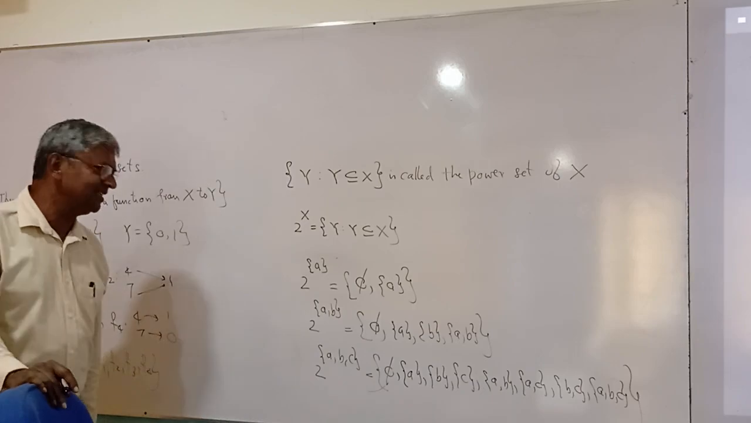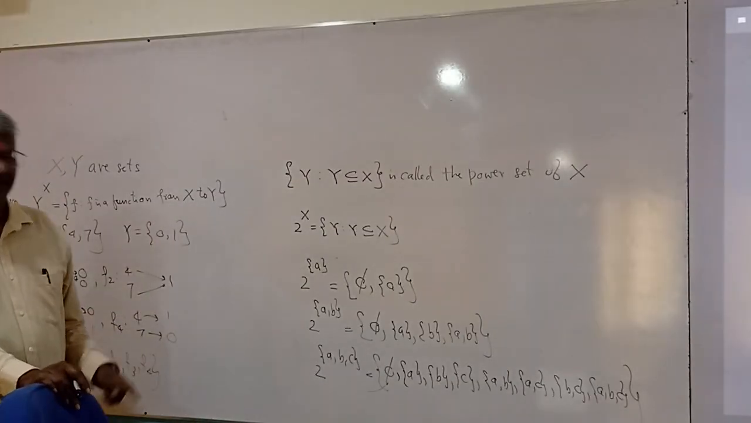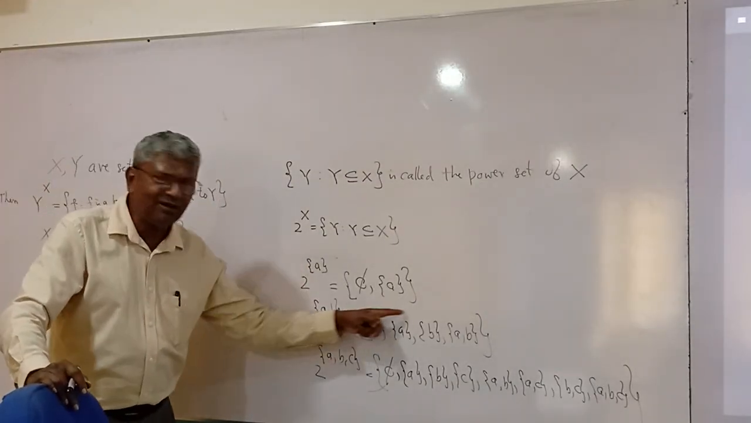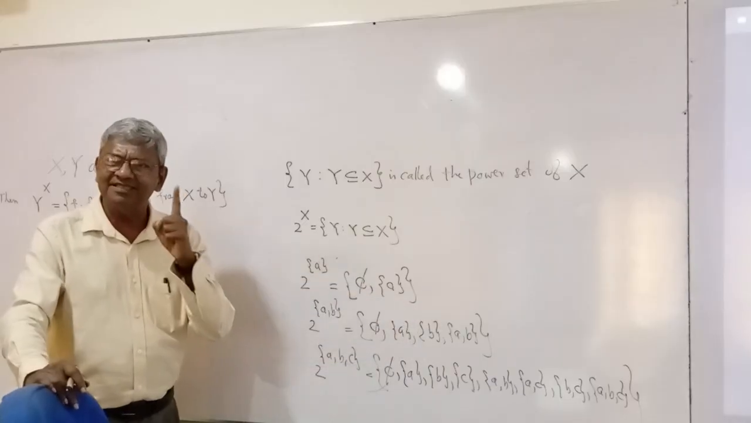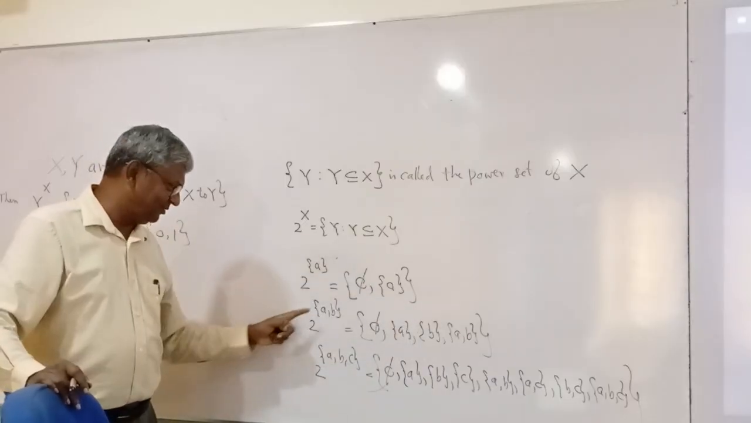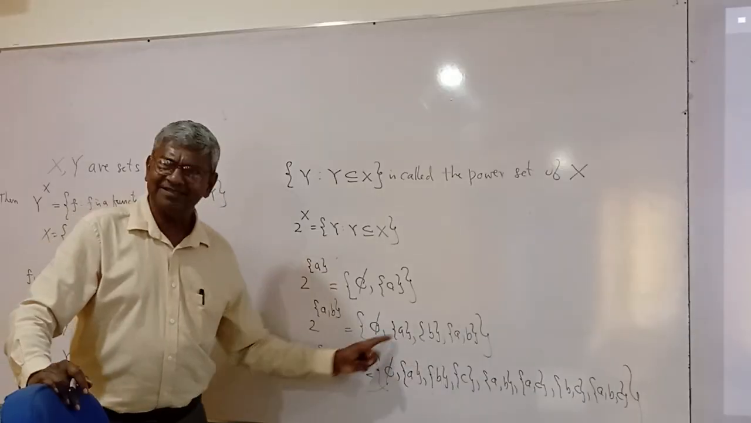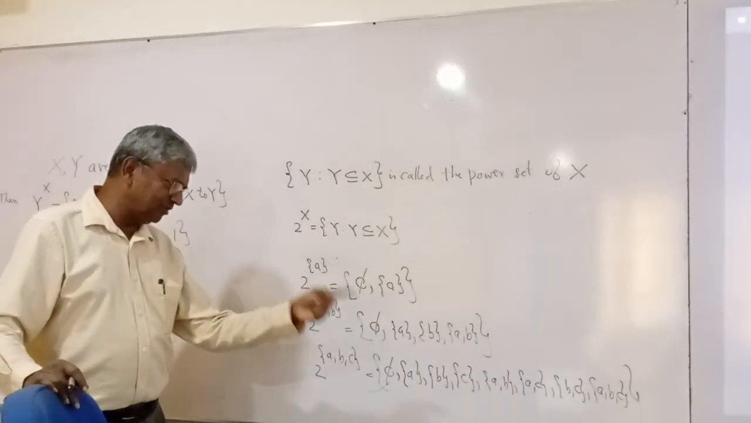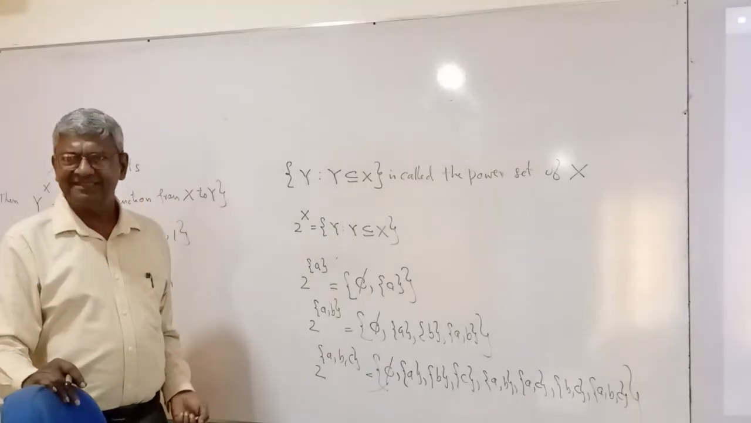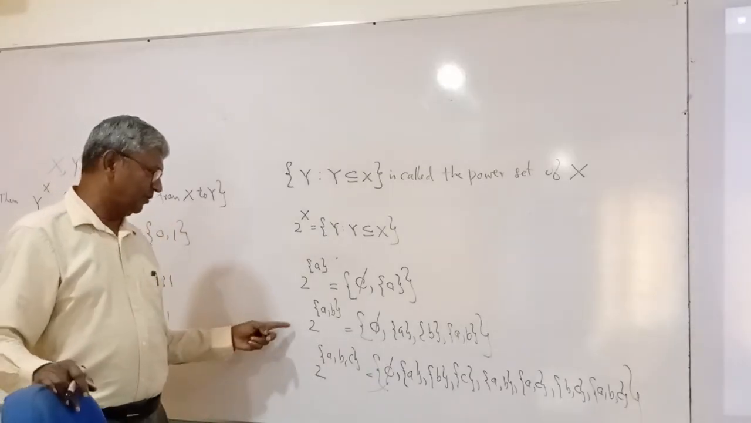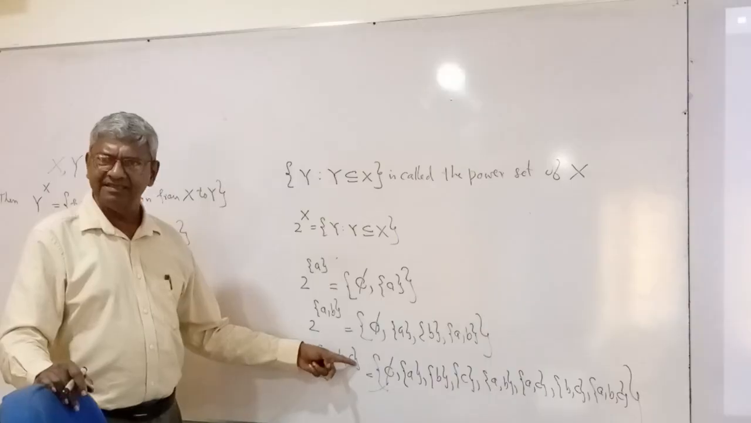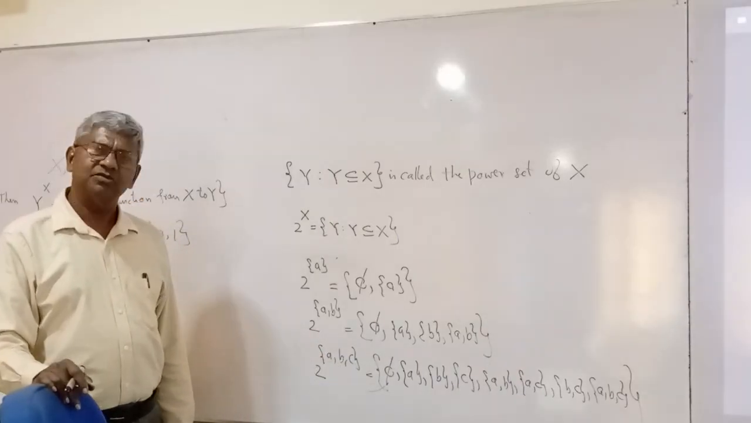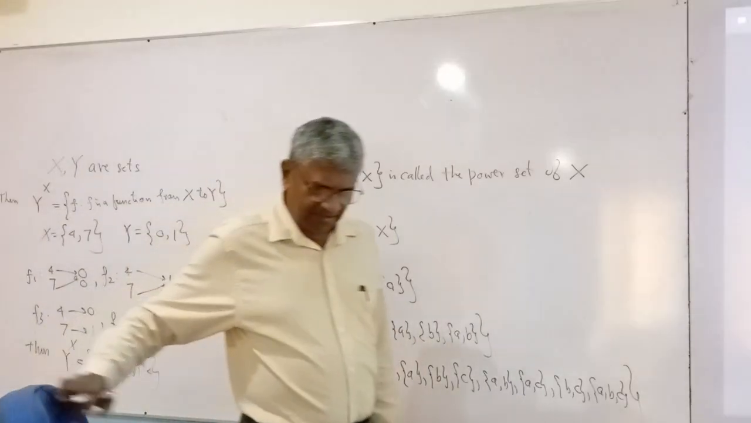Now you see why we wrote 2 to the x. When you have 1 element, this one has 2 to the 1. When you have 2, this one has 2 to the 2 elements. When you have 3, you have 2 to the 3 elements. And this is your homework: prove that if this one has n elements, it has 2 to the n elements. That's the reason.